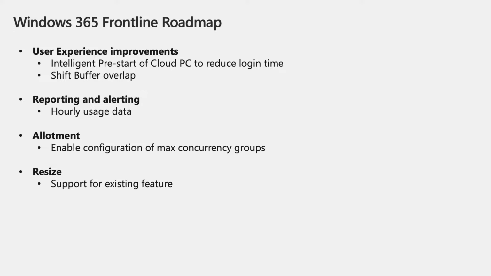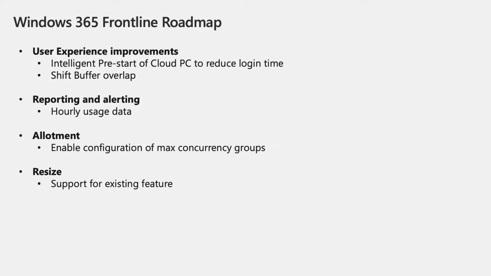One is what we call allotment, which is the ability for you as an admin to say, this is the amount of concurrency I want for a specific group. So say you have a set of call center workers today and another set of finance users that are logging in briefly to do some work.